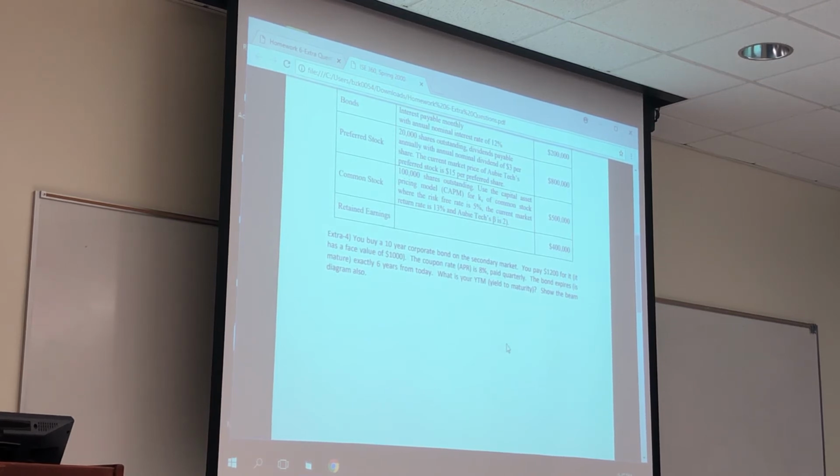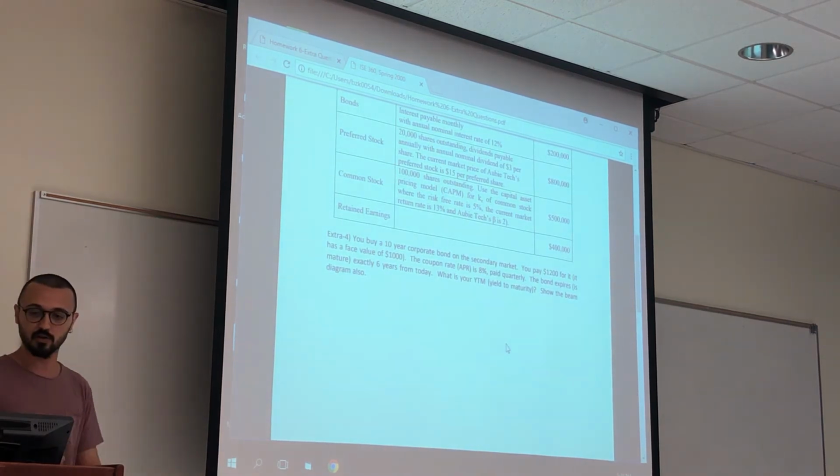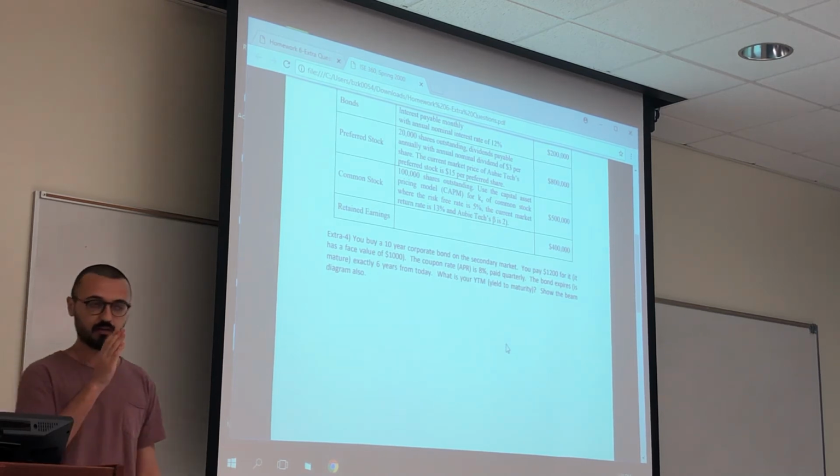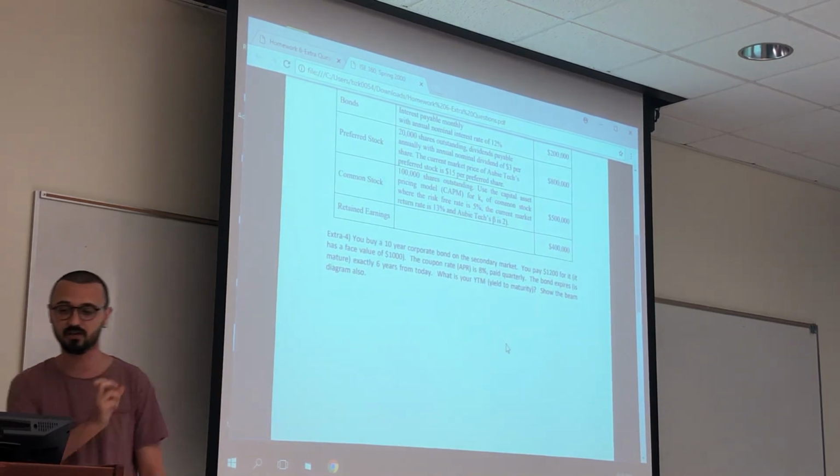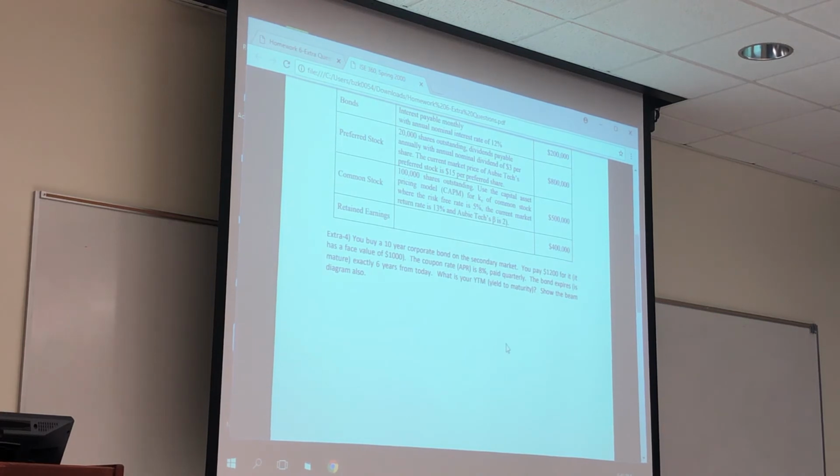So it says that we have a 10-year bond. We pay $1,200 for it. It has a face value of $1,000. Coupon rate is 8% paid quarterly. We need to take all these things seriously. The bond expires in exactly 6 years from today. So someone in the world bought a bond that has an age of 10 years, and you bought it from them in the 4th year. So you have 6 more years left on that, right? And you pay $1,200, and it has a face value of $1,000.